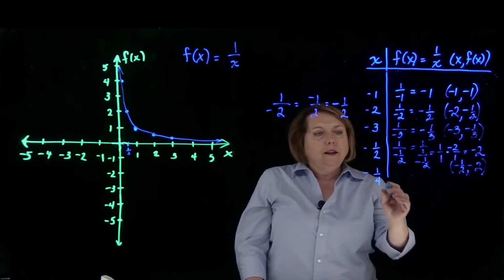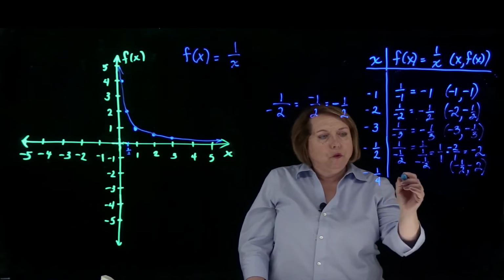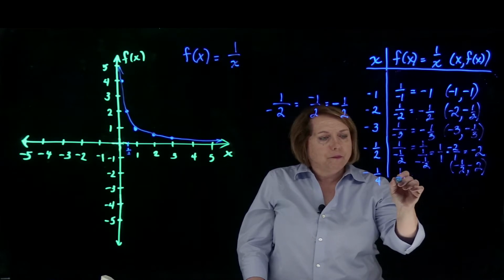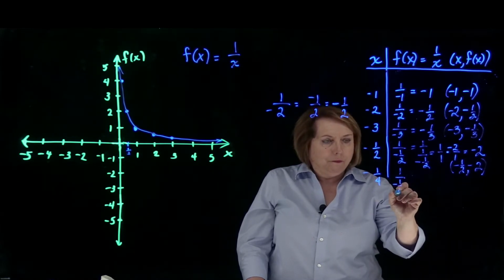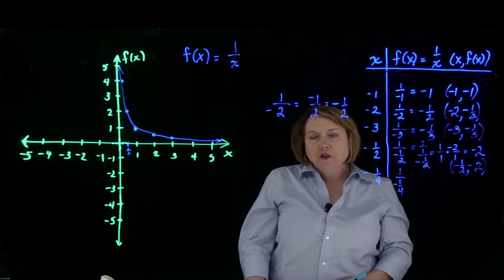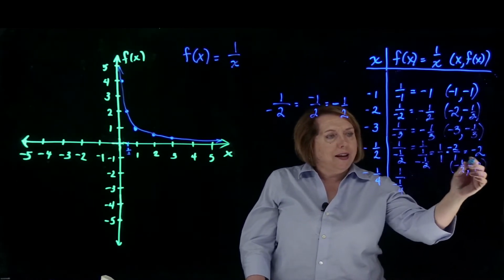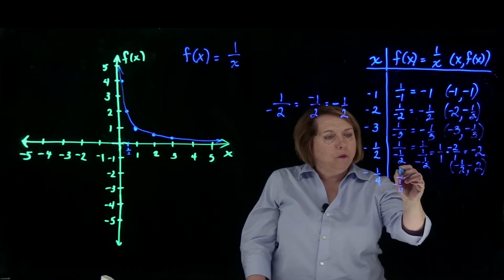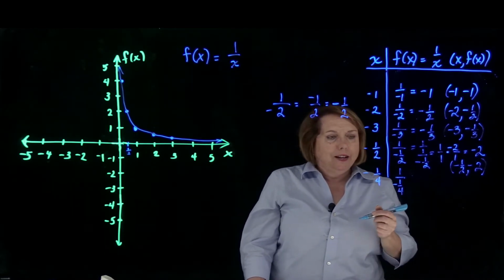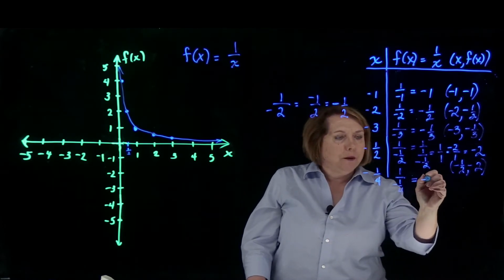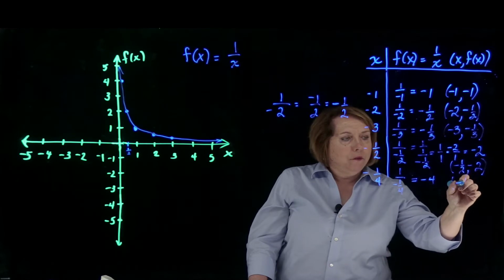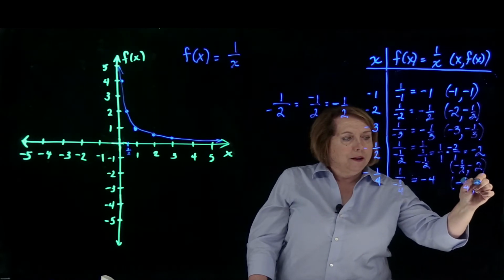And then finally, let's let x be negative 1/4. We'll have 1 over negative 1/4. And in a similar fashion, we'll end up with negative 4 because we'll take 1 over 1 divided by negative 1/4, or multiplied by its reciprocal, and we'll end up with negative 4. Our ordered pair would be negative 1/4, negative 4.